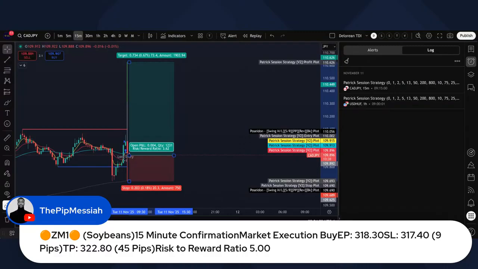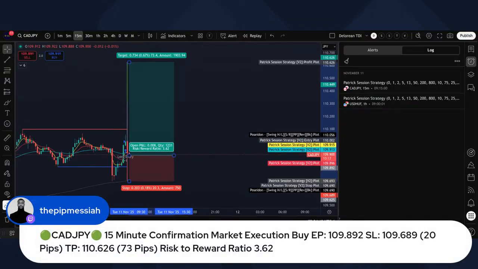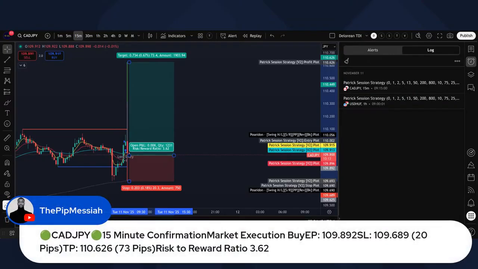Here's your next call for Twitter and for everyone else. We've got the Canadian dollar versus the Japanese yen on a 15-minute buy. The entry price is 109.892. The stop loss is 109.689 for 20 pips. And the take profit is 110.626 for 73 pips with a risk to reward ratio of 3.62. Again, that's the Canadian dollar versus the Japanese yen.